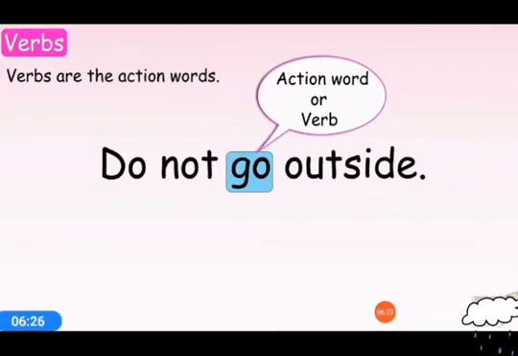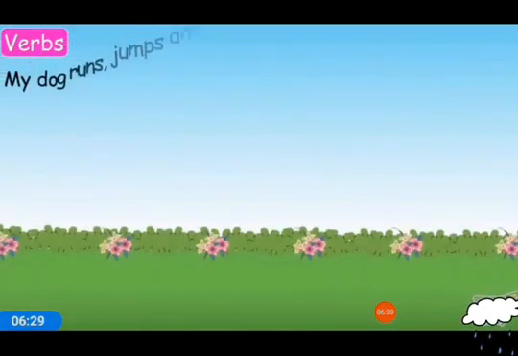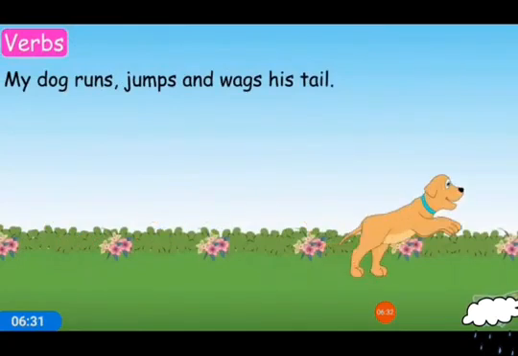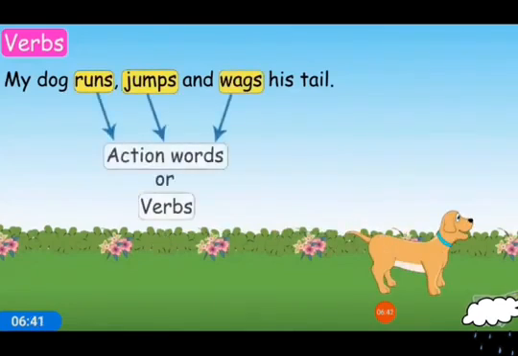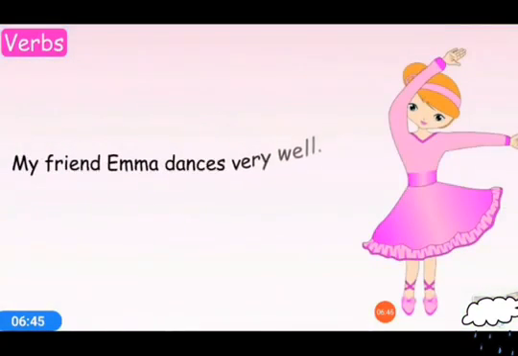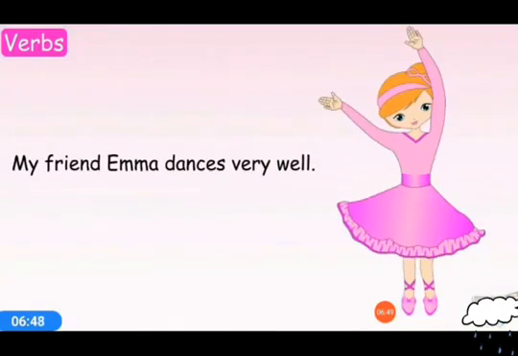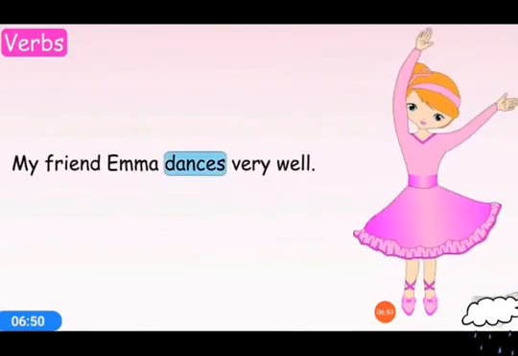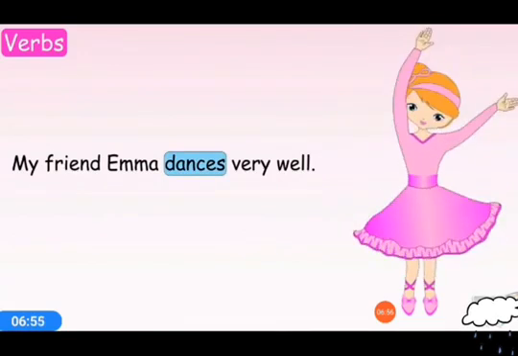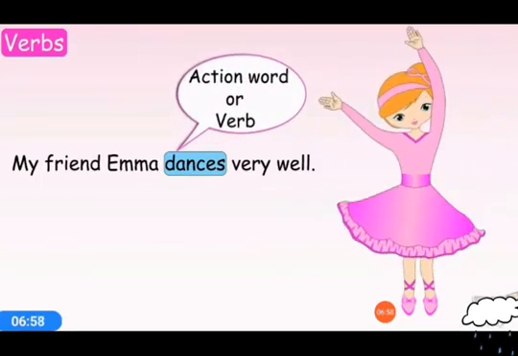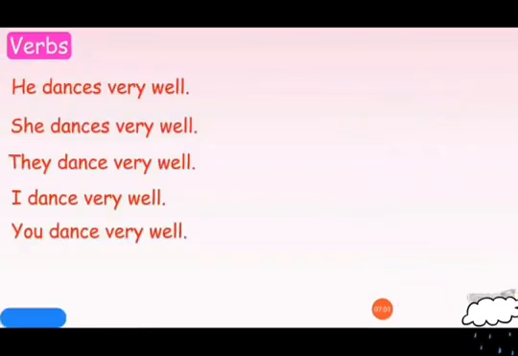Verbs are action words. My dog runs, jumps and wags his tail. Here runs, jumps and wags are action words or verbs. My friend Emma dances very well. Here the word dances tells us about what Emma does. So here the word dances is an action word or a verb.